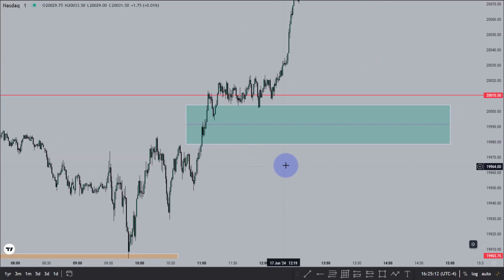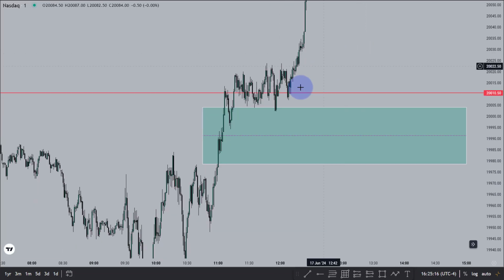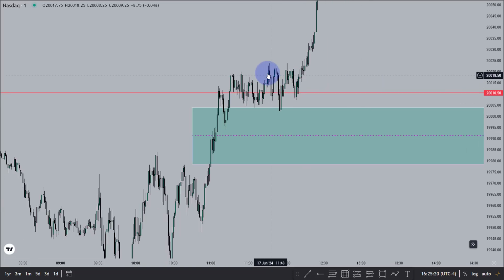Let me go a little further. Now this is that new bullish fair value gap. Now you are looking for buy. Now you are not looking for sell.